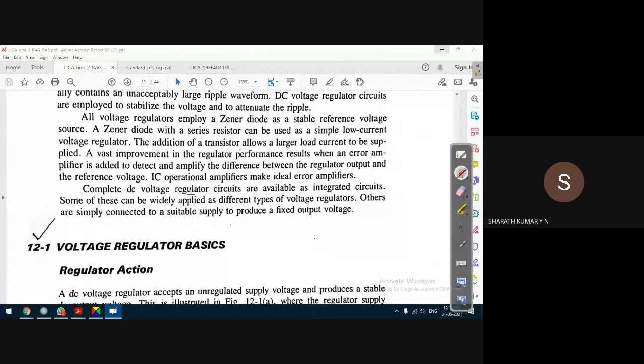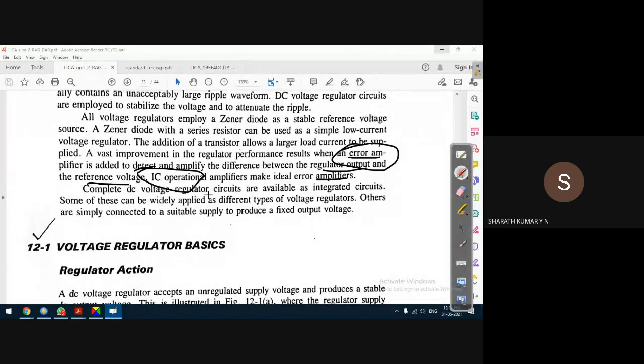The operation of the voltage regulator circuit: an error signal is generated, detected and amplified, the difference between the regulator output and the reference voltage. If this error signal is detected and amplified, we can improve the performance of voltage regulators. An IC operational amplifier, an ideal amplifier, is always better and gives a stable, better performance.